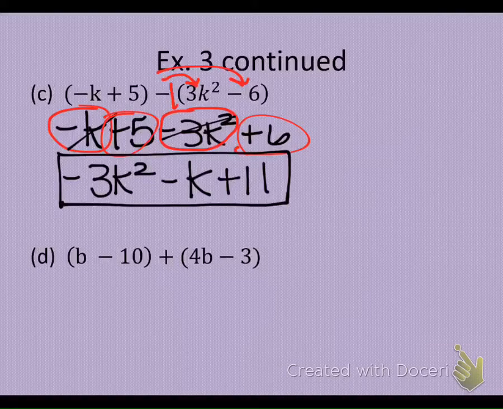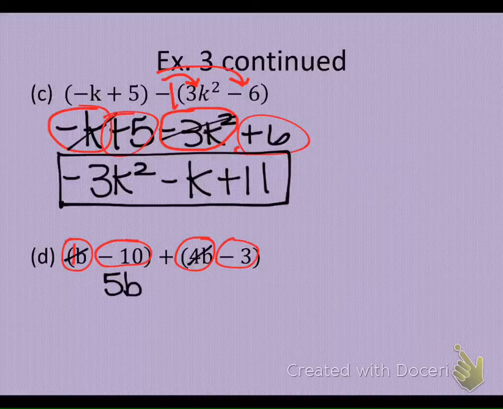Esther, what is our first set of terms that we want to work with? 4b and b. All right, what's the understood coefficient of b? 1. So when we combine 1b and 4b, we get what? 5b. Good. All right, our next set of terms, Gage, that we're going to look at? Negative 10. And when you combine negative 10 and negative 3, you get? Negative 13.